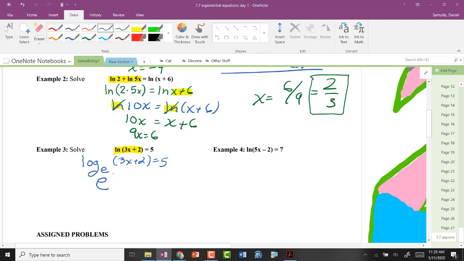So I get e to the 5th equals 3x plus 2. Well, that's weird. How do I do e to the 5th? All right, well, I'm going to show you. So I'm going to bring up the calculator.